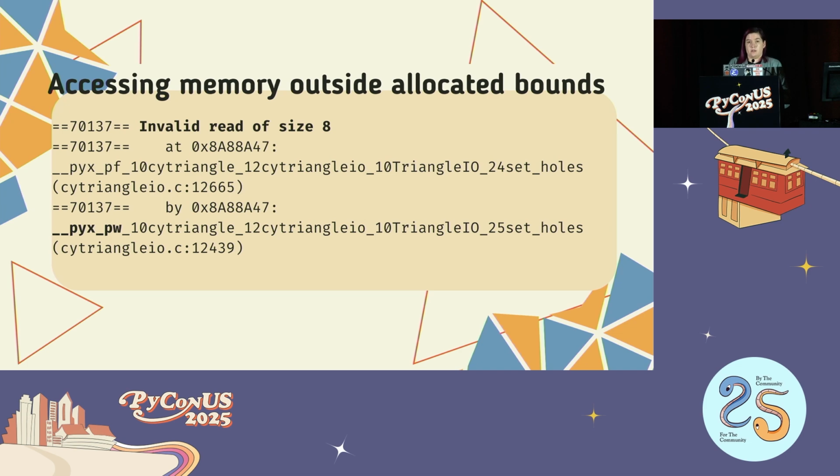This indicates, based on Cython's name mangling, that this is a Python wrapper function. This is the Python module, so it's being accessed through scitriangle.io. This is the class within that module. And this is the Python method index, so that's what the 25 is, and the name of the method that is causing problems.